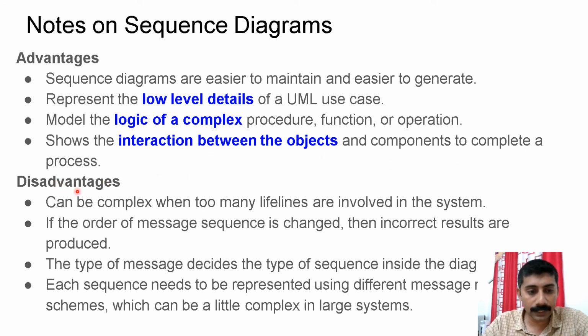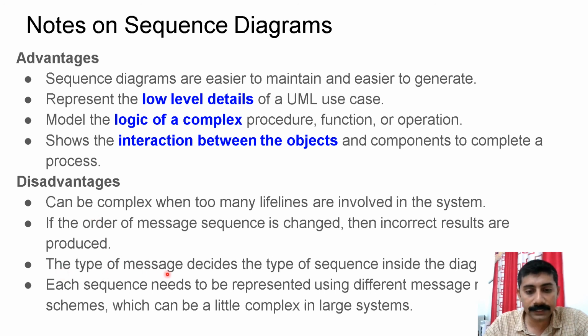Let us see the disadvantages. It can be very complex when there are too many lifelines. So a sequence diagram is good when the number of lifelines is limited. When there are too many lifelines, your diagram will be extremely complicated. If the order of the message sequence is changed, then incorrect results are produced. In a sequence diagram, the order of messages matters.